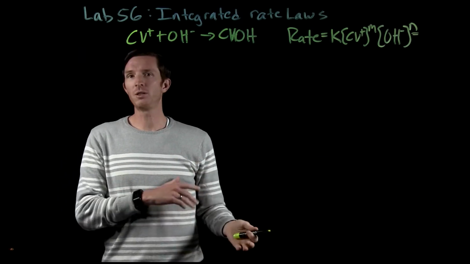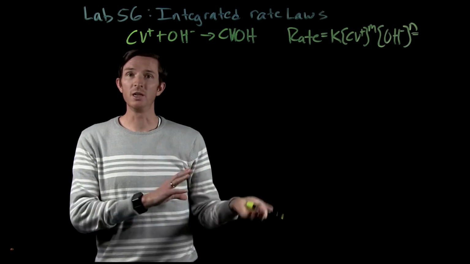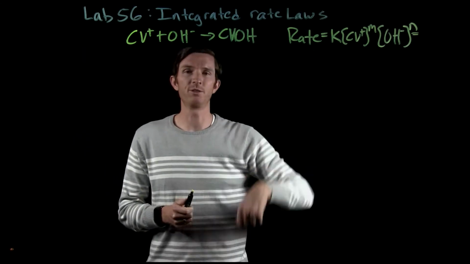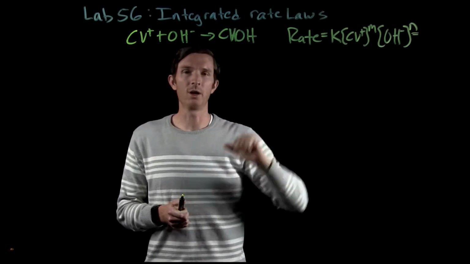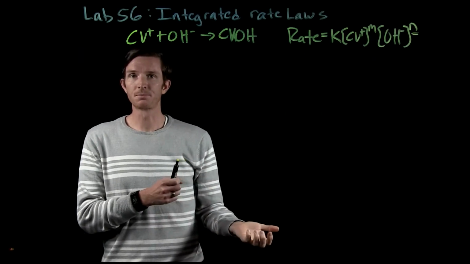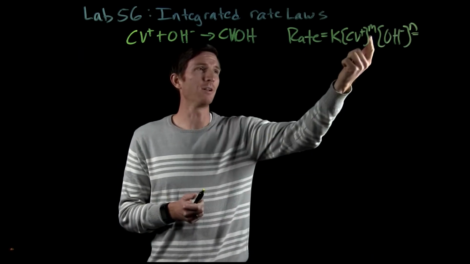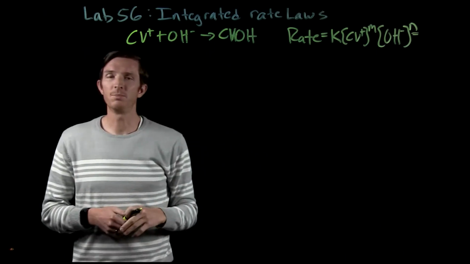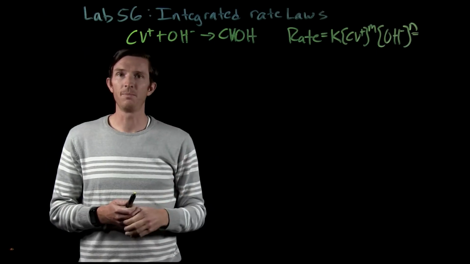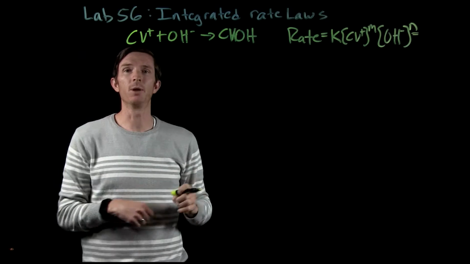In lab this week, we're not just going to do the same thing and change the concentrations of crystal violet, keep our hydroxide constant, and then look at it. There's another way that we can identify the order with respect to, in this case, crystal violet. We can do that by using integrated rate laws.